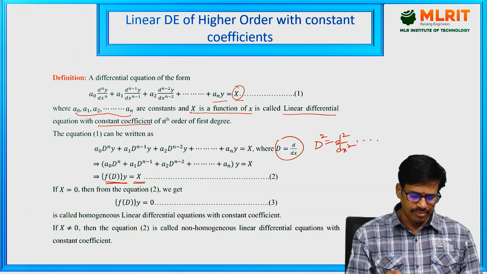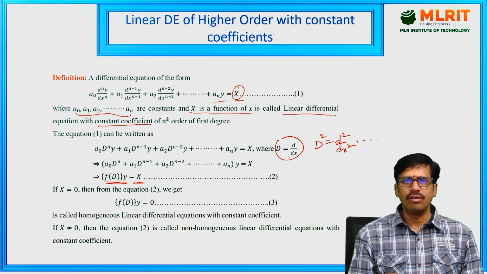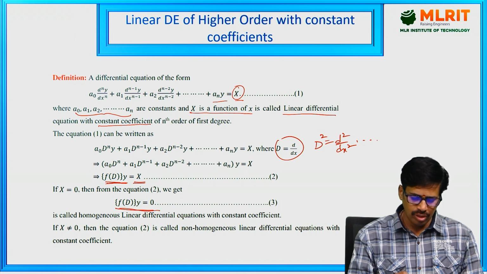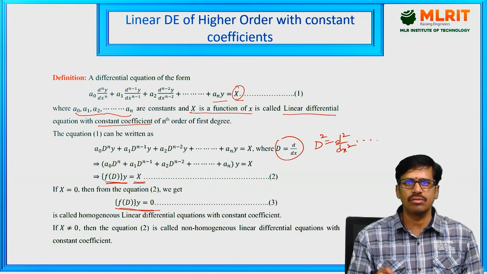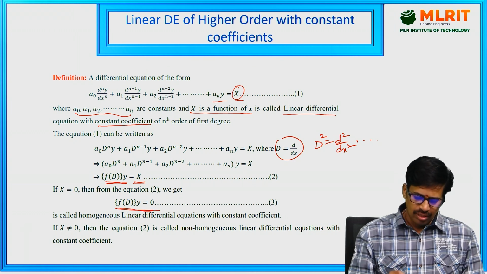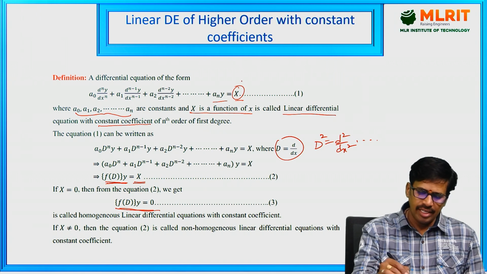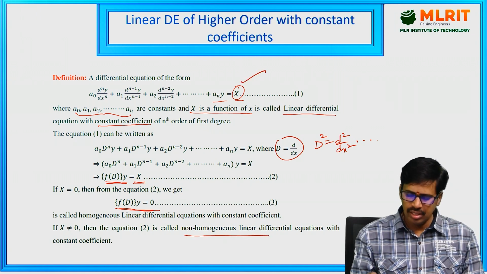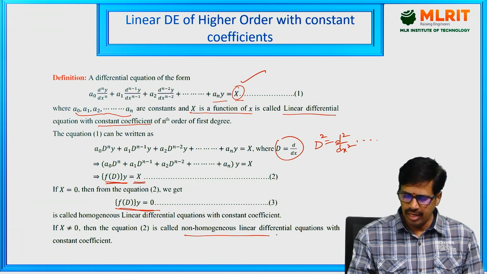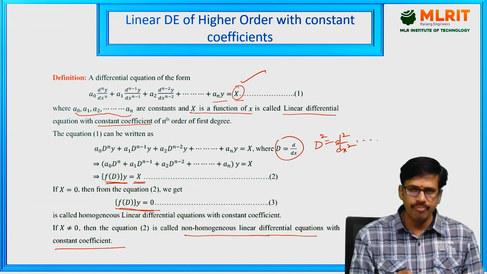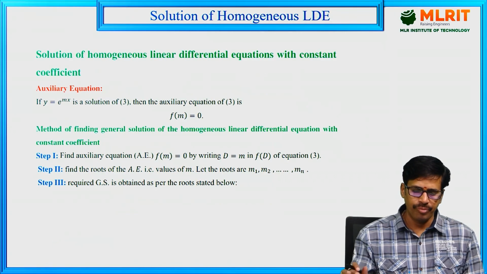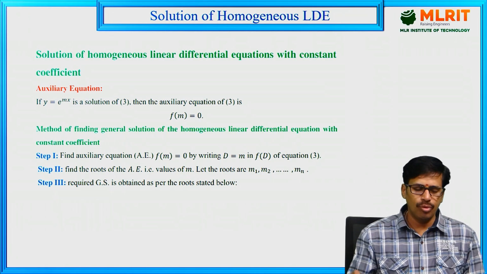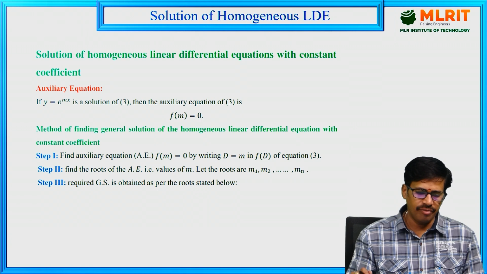To solve this, we find the general solution of the equation f(D) y = 0, which we call the complementary function. If the right hand side in equation 1 is not equal to 0, then we call it a non-homogeneous linear differential equation with constant coefficients. Now let us see how to find the solution of this homogeneous or non-homogeneous differential equation.